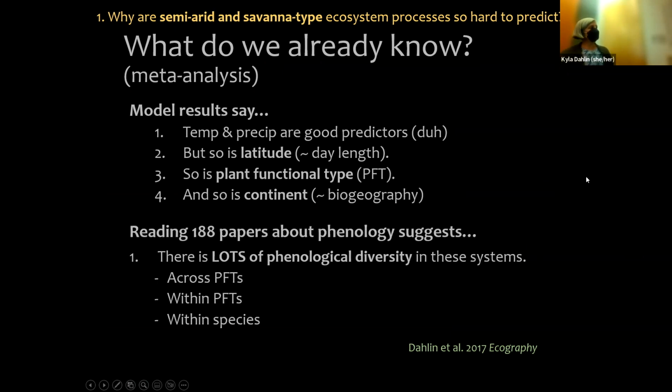But what was cool about reading all these papers was also that there's just tons of variation. And some of this is just stuff that we're never going to be able to predict. There's variation within plant functional types, but even within species. There are these cool common garden experiments where they plant the same species, but collected from all over the place, and then their phenology is still different. So plants are just really complicated in these systems. That explains why they're so hard to predict.